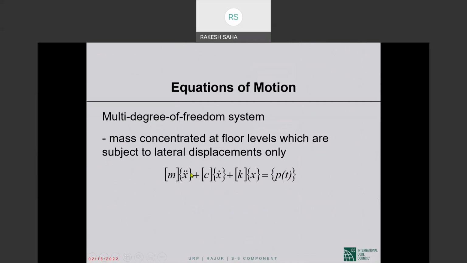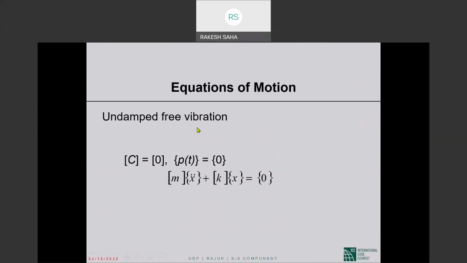Mass times acceleration. Mass is a matrix, acceleration is a vector. Damping matrix times the velocity vector. Stiffness matrix times the displacement vector is equal to the vector of applied forces that cause the vibration. If it is undamped free vibration, undamped means the C matrix is a null matrix, and the vector of forces is a null vector. The vibration is taking place without any forces being applied. It is because of earthquake excitation, for instance.